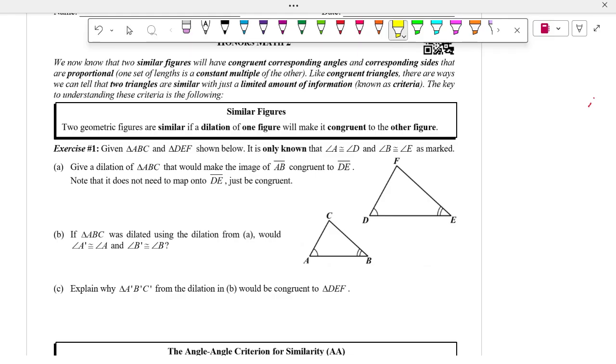Just to recap, similar figures have congruent corresponding angles and corresponding sides that are proportional. And a similar figure is a dilation of one figure that will make it congruent to the other figure.